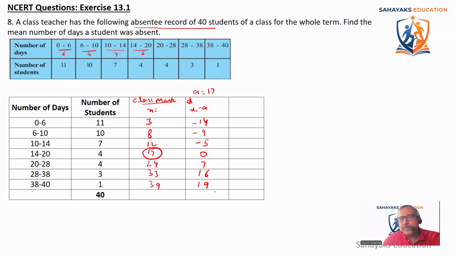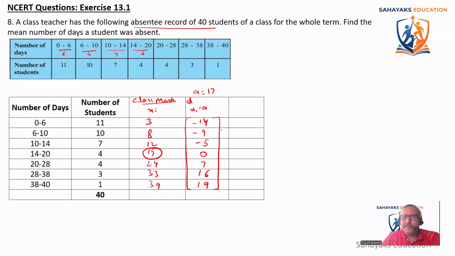See, there is nothing common here. When nothing is common here, we cannot divide it. So instead of the step deviation method, we are going to use another method, because it will not make much of a difference. See, there is no common factor here. When there is no common factor here, it is better to use the assumed mean method to find the value.